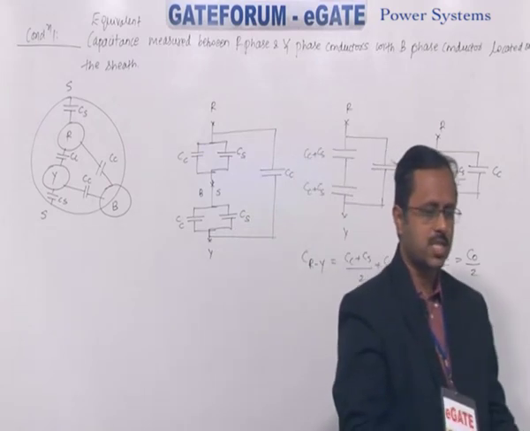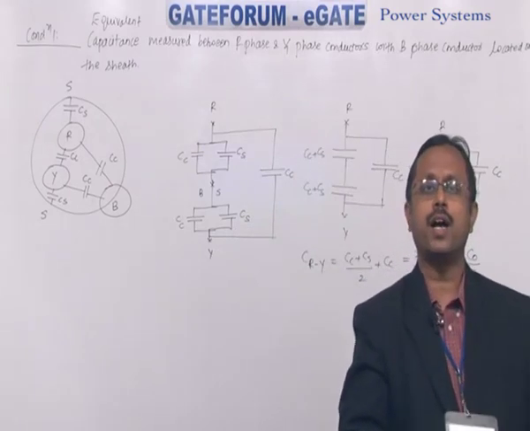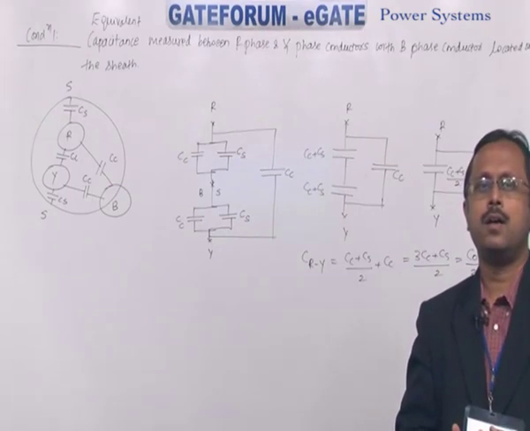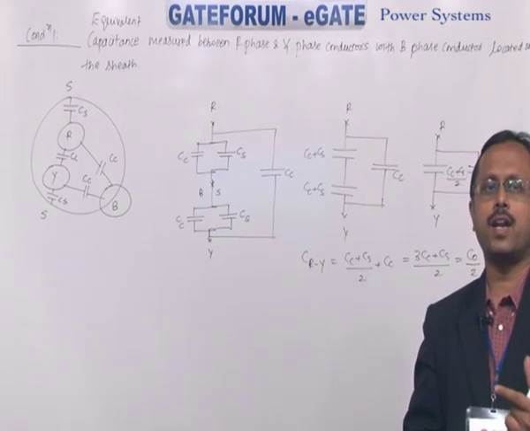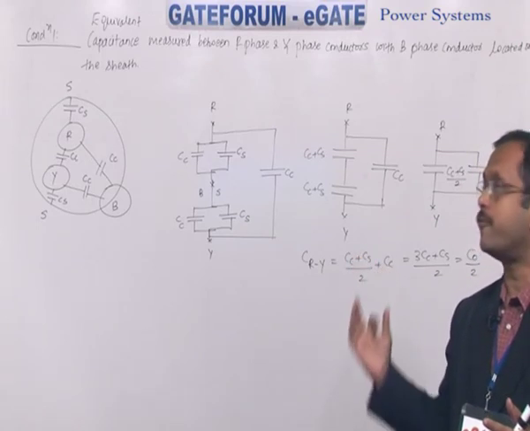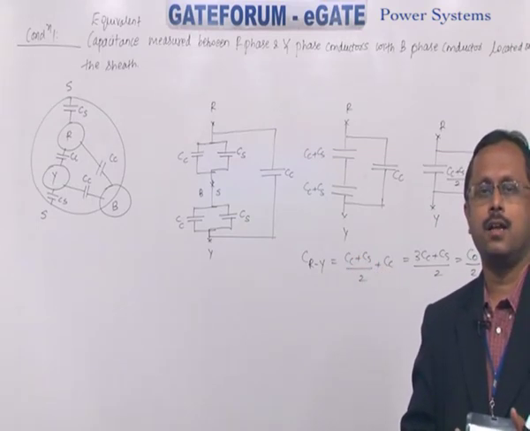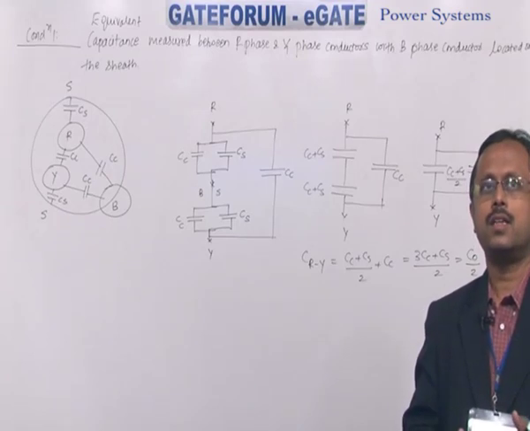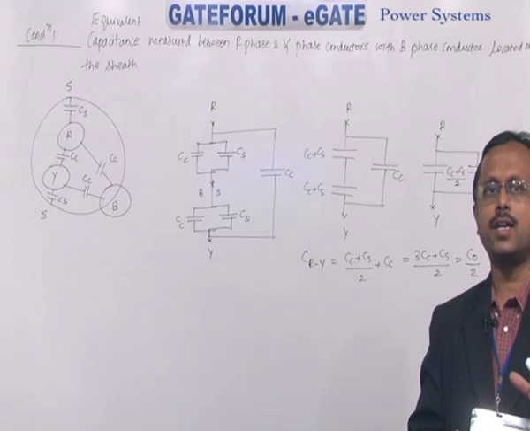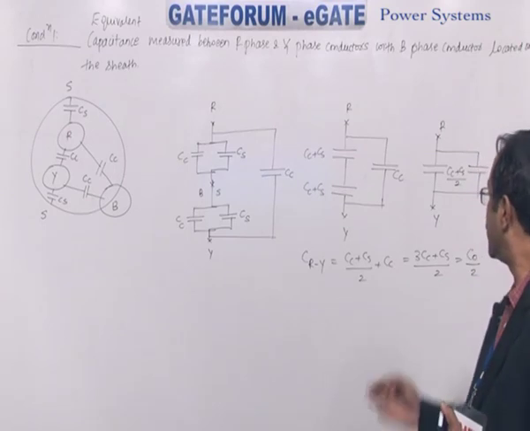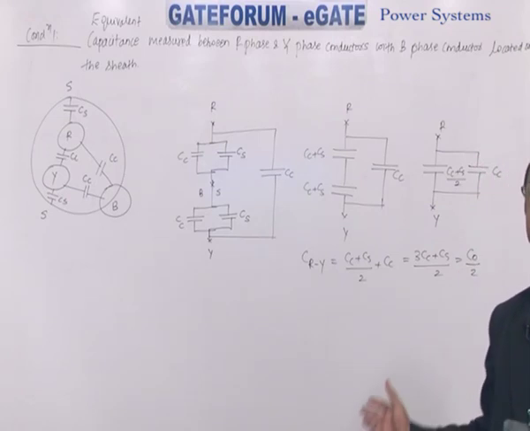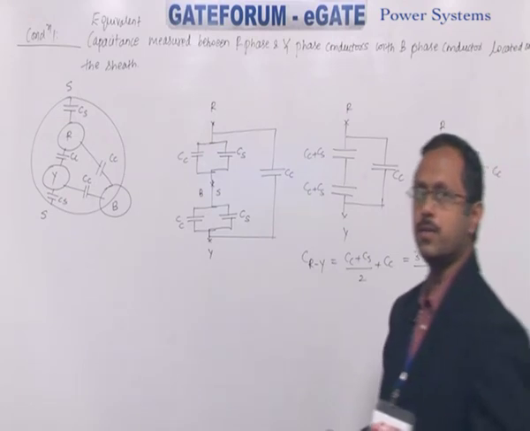So whenever in a question you are asked to calculate what is the equivalent capacitance between any pair of conductors, here we have calculated between R phase and Y phase conductor. But in general, the equivalent capacitance between any pair of conductors, how you calculate? It is given by C naught by 2.